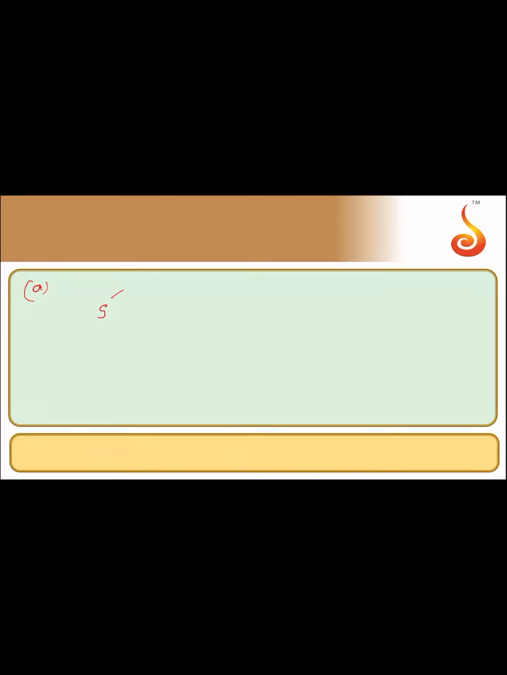Okay, you can see here H2SO4. One more molecule, if you consider H2SO4. These molecules are held together by intermolecular hydrogen bonding. This dotted line is an intermolecular hydrogen bond. So option A is correct. H2SO4 molecules are held together by intermolecular hydrogen bonding.